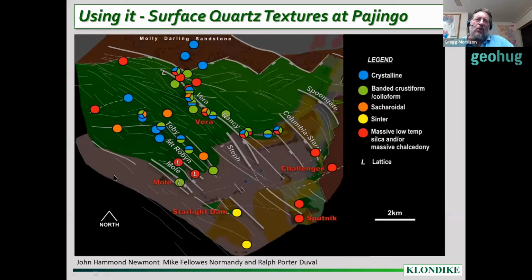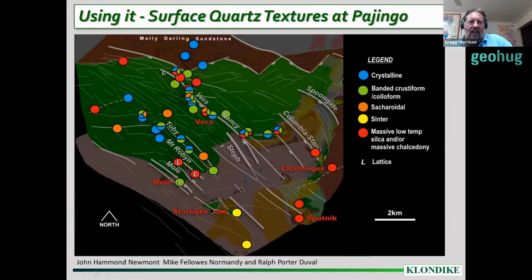Here's some examples of what we've done, sort of progressively how we've improved the methodology. This is from several generations of work at Pajingo. At Pajingo, you have mafic volcanics up here in green, sediments here which overlie the volcanics, and a set of rhyolitic, rhyodacite domes that intrude the sediments and the volcanics.